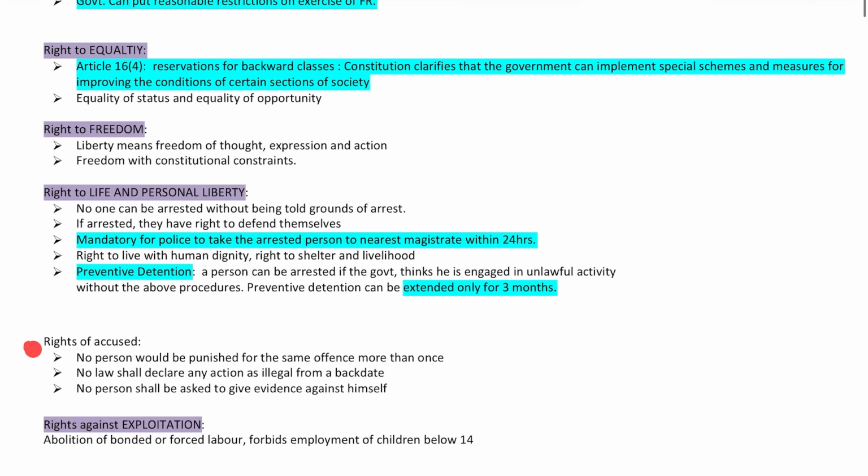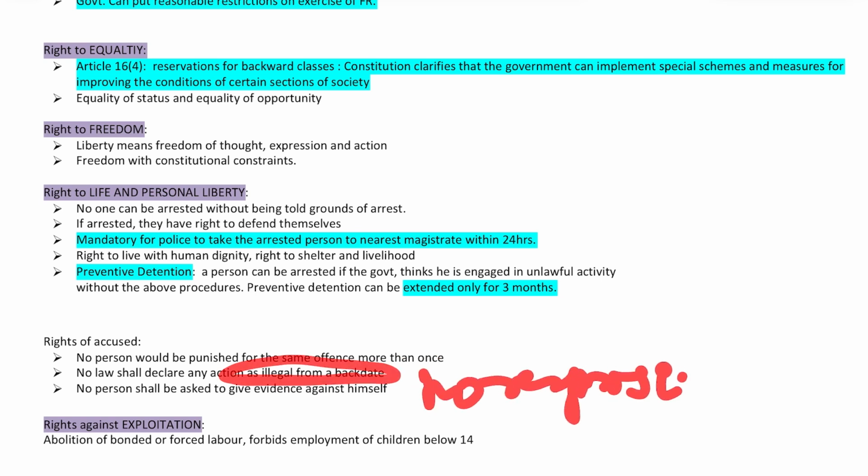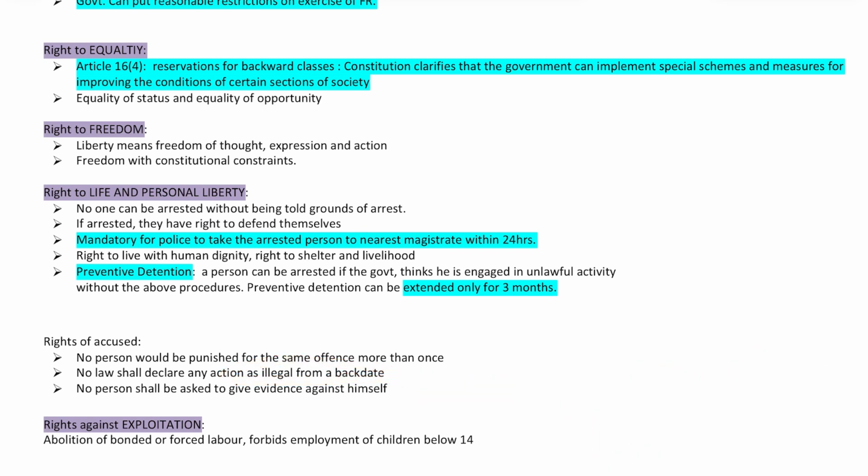Then the rights of the accused. No person would be punished for the same offence more than once, no double incrimination. Then law shall not declare any action as illegal from a backdate. So no retrospective laws applicable. So no person shall be asked to give evidence against himself. So no self-incrimination.